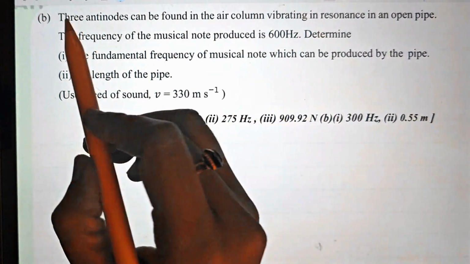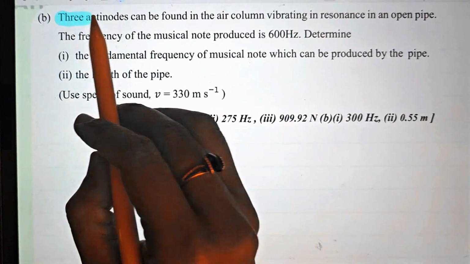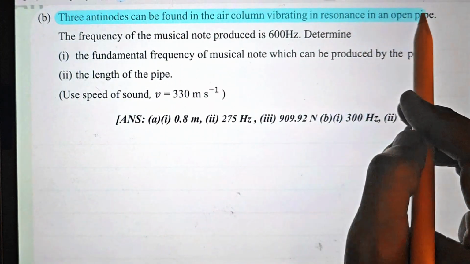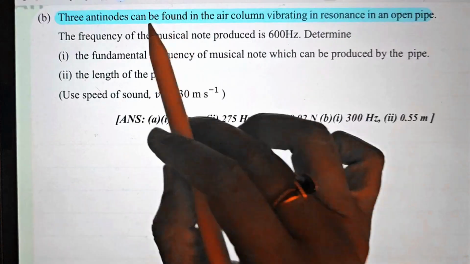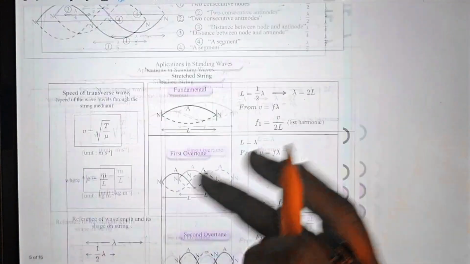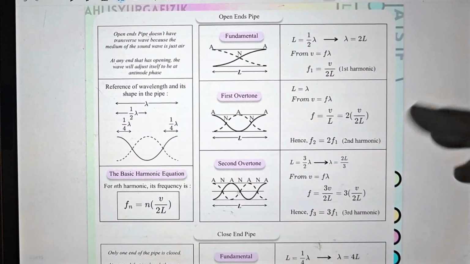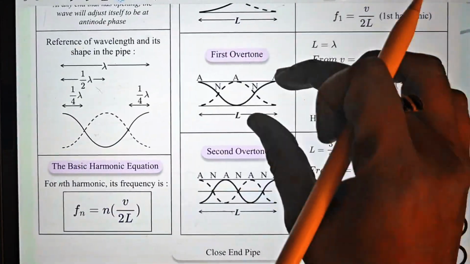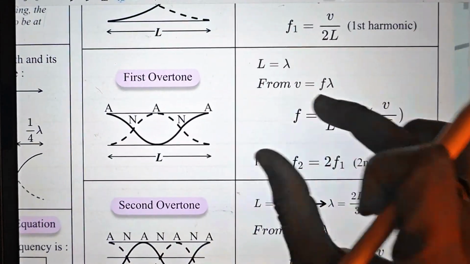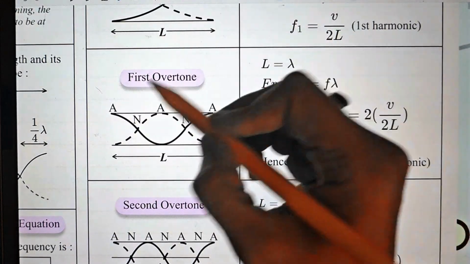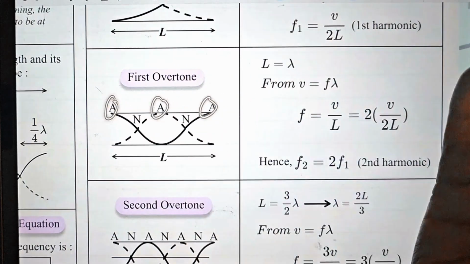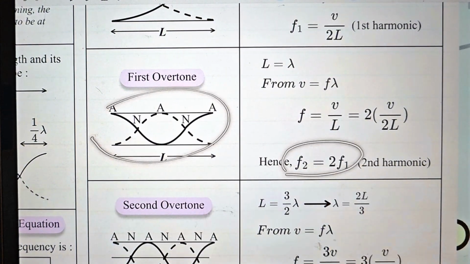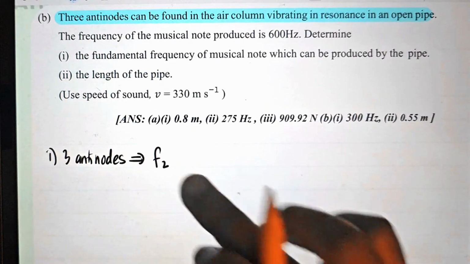Next, we go to question number 25B. 3 antinodes can be found in the air column vibrating in resonance in an open pipe. You can either sketch, or you can just refer to this. For 3 antinodes, it's basically the first overtone. Here we have 1, 2, 3 antinodes for the open pipe. So 3 antinodes give a second harmonic. So I wrote it like this.